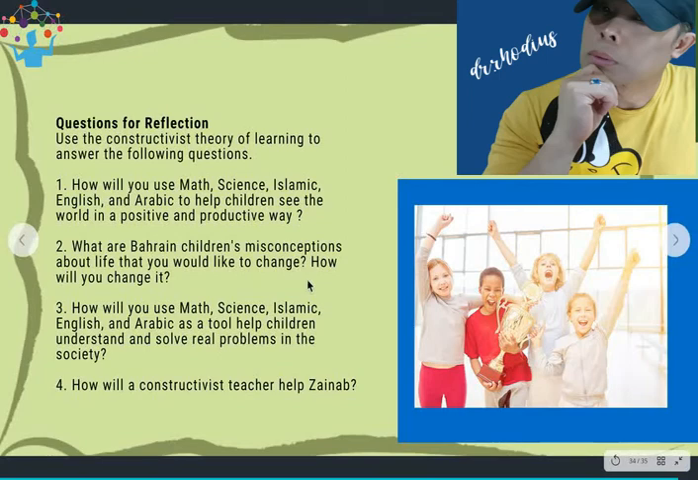Okay, and last but not the least, how will a constructivist teacher, if you're a constructivist teacher, how will you help Zainab, our case? How are you going to help Zainab? What could be the reason that led Zainab into that experience, when you make use of constructivism? And in a constructive way also, how am I going to help Zainab to go back to the normal life that she had, and become more productive again, more engaging again in the classroom.